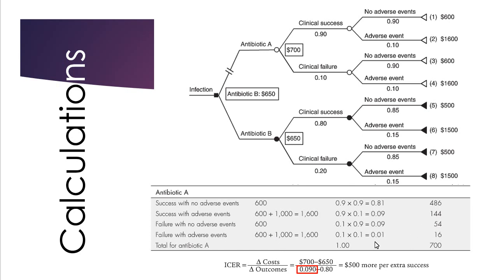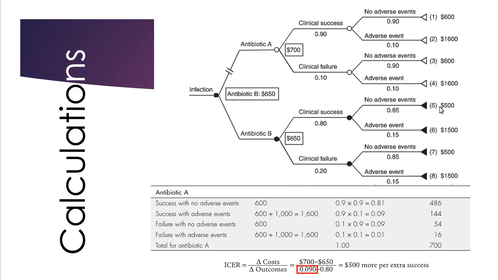Then the total expected value at this chance node over here is the sum of all of the expected values for the pathways, 486, 144, 54, 16, and the total expected value, average cost for antibiotic A for a patient is $700 US. Okay. This expected value over here at the chance node is compared to the expected value that you get for antibiotic B.